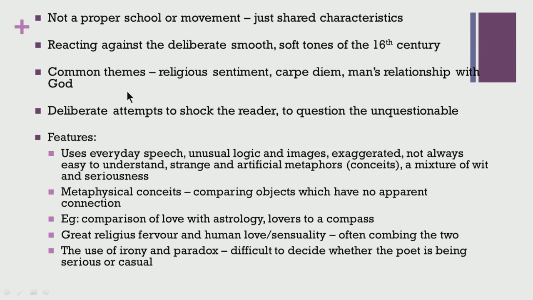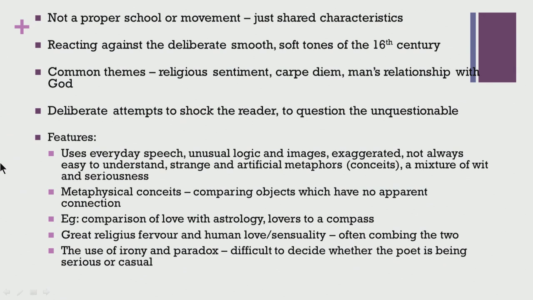They were all reacting against the deliberate, smooth and soft tones of 16th century poetry. So, in that sense, they were in stark contrast with the Spenserians, who were leading a nostalgic kind of life and writing nostalgic poetry, imitating Edmund Spenser. Here, they were a group of poets who were trying to break away from the traditions which were getting established. And most of their common themes were religious sentiments, carpe diem, and also man's relationship with God. And we find them engaging with these themes through different kinds of innovative treatment. They also try to deliberately shock the reader and to question the unquestionable.